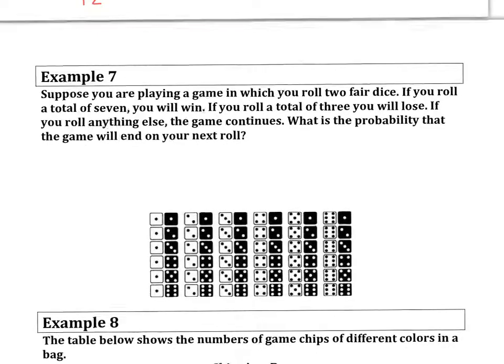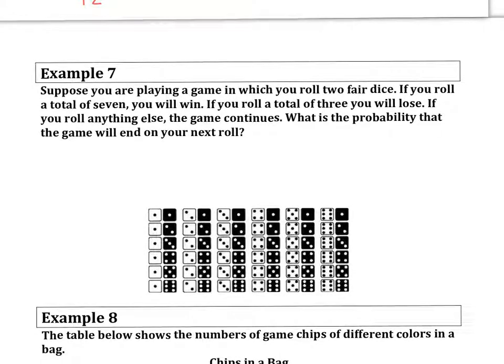So in example 7, suppose you are playing a game in which you roll 2 fair dice. If you roll a total of 7, you will win. If you roll a total of 3, you will lose. If you roll anything else, the game continues. What is the probability that the game will end on your next roll?